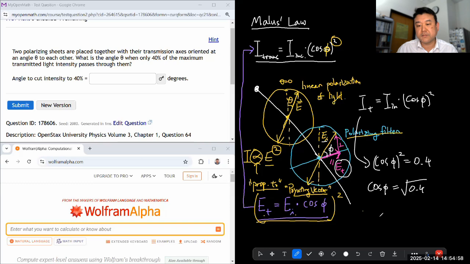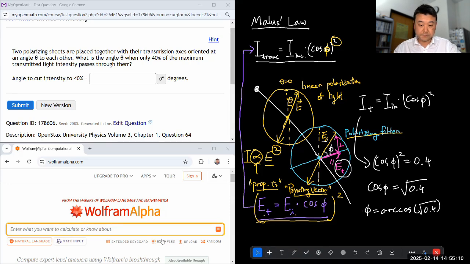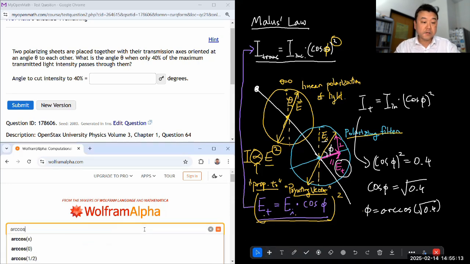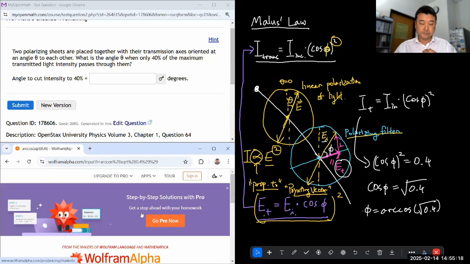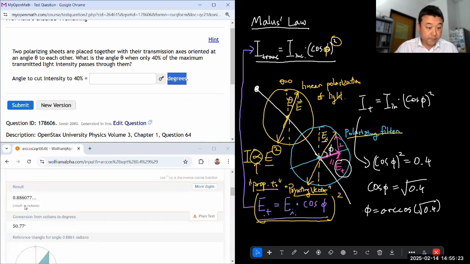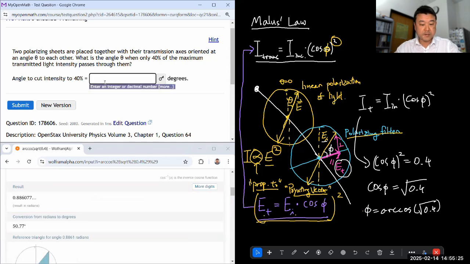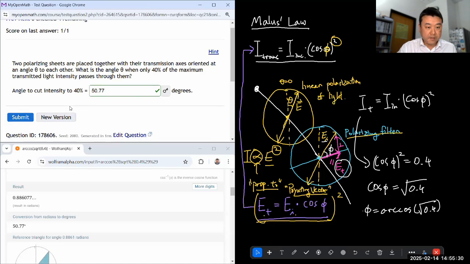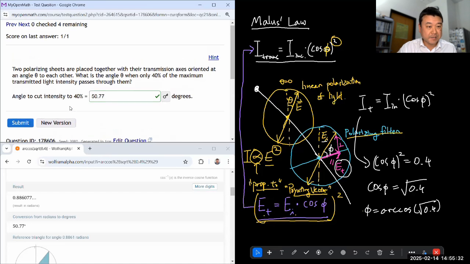I don't think I can do that in my head. So phi, assuming it's an acute angle, should be the arc cosine of the square root of 0.4. Let's just use Wolfram Alpha for that. Arc cosine of the square root of 0.4. The question is looking for the answer in degrees, so I'm going to look for the answer converted to degrees. 50.77. Good.